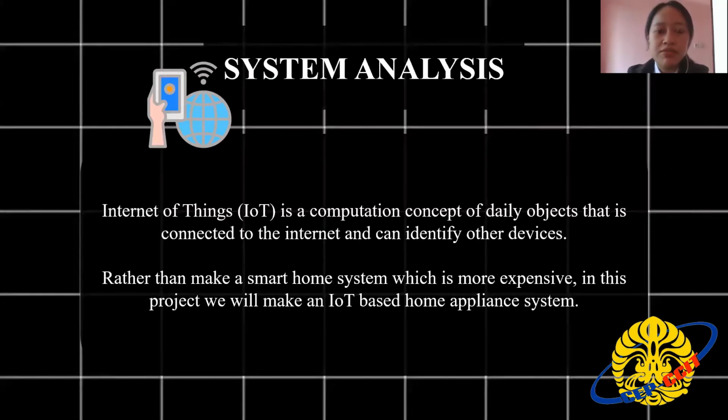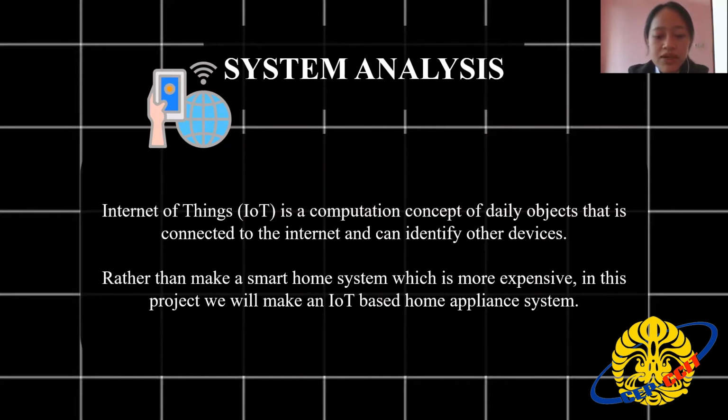So now the first thing that we would like to explain is about the system analysis of our project. Internet of Things or IoT is a computation concept of daily objects that is connected to the internet and can identify other devices. These days, Internet of Things is not a strange thing anymore. There are so many IoT systems that are applied in our daily life, such as smartphone, laptop, smartwatch, even smart home or smart house. Rather than make a smart home system which is more expensive, in this project we will make an IoT-based home appliance system.